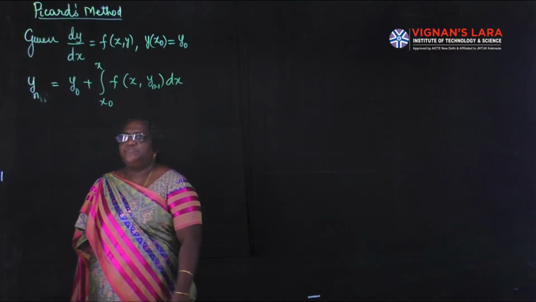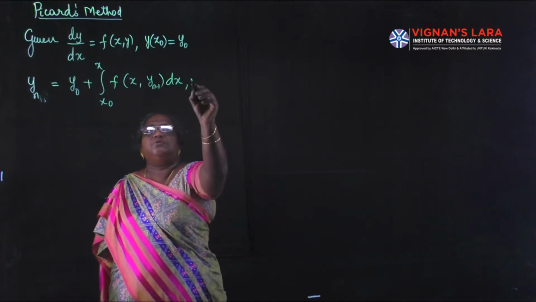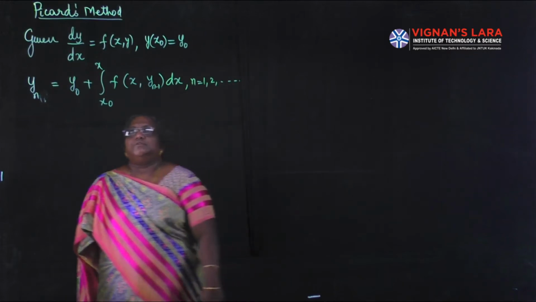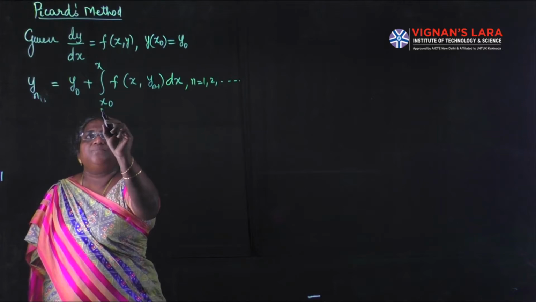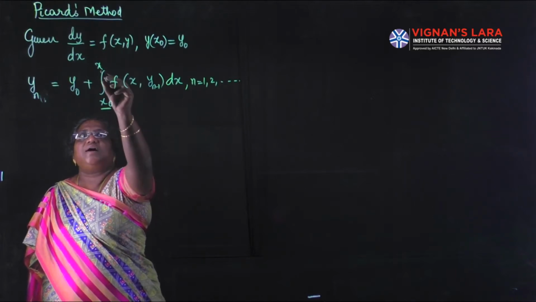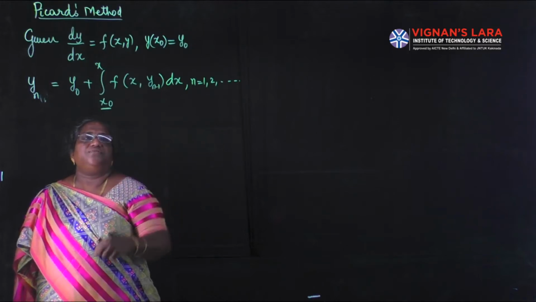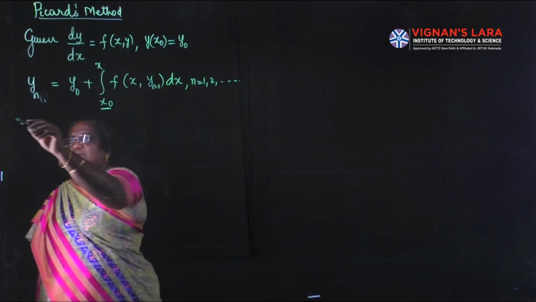So here if I take n is equal to 1 and so on. Here you have to remember a very important thing: the lower limit is x naught, the upper limit is x. So inside here we have f of x comma yn minus 1. Now let us see an example here.